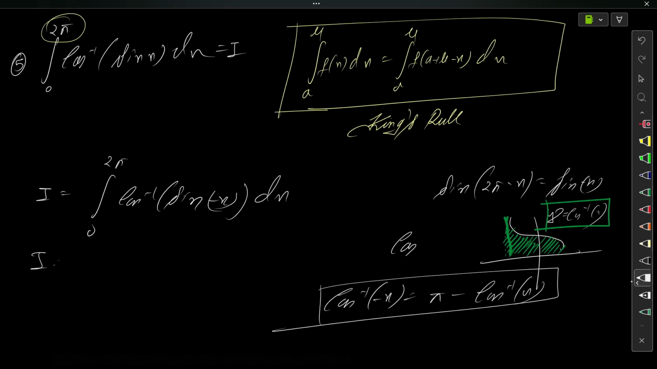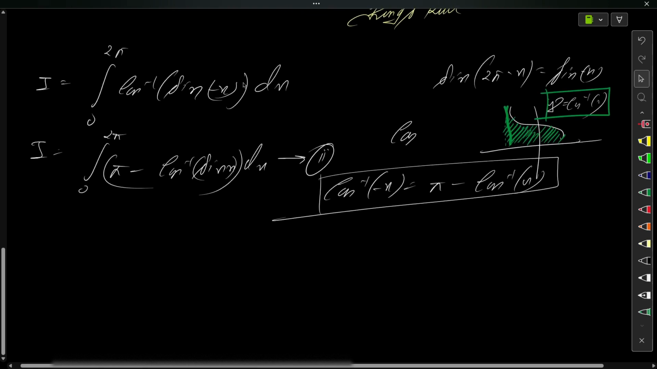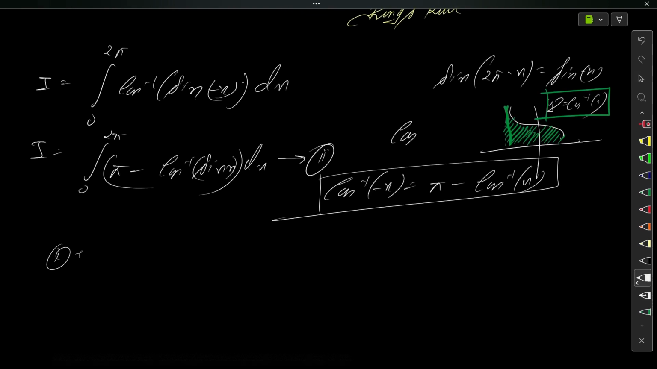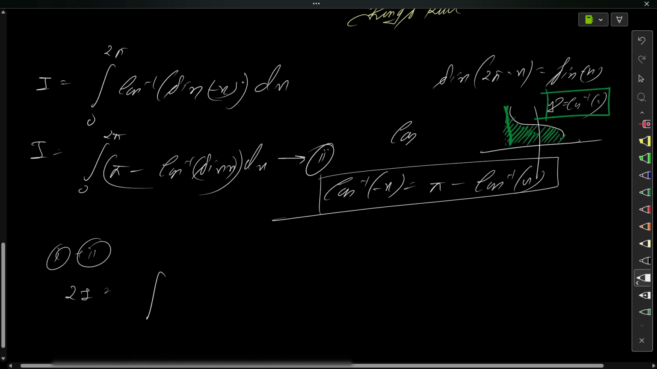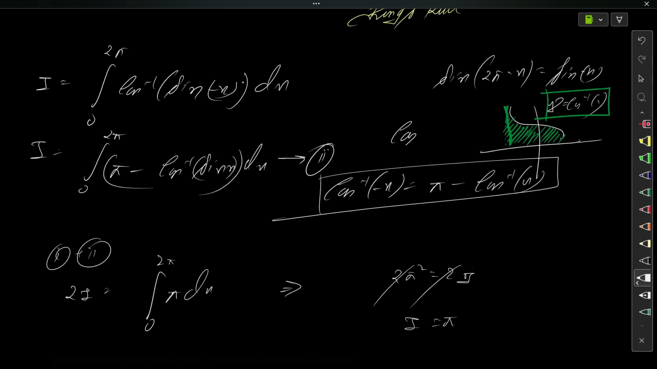So I could be written as the integral from 0 to 2 pi of pi minus cosine inverse of sine x dx. Now, if this is written as equation 1, and this is equation 2, and I add equation 1 and equation 2, I'll be getting 2I equal to the integral from 0 to 2 pi of pi dx. So from here I'll be getting 2 pi square equal to 2I. So 2 got cancelled, so I is equal to pi square.